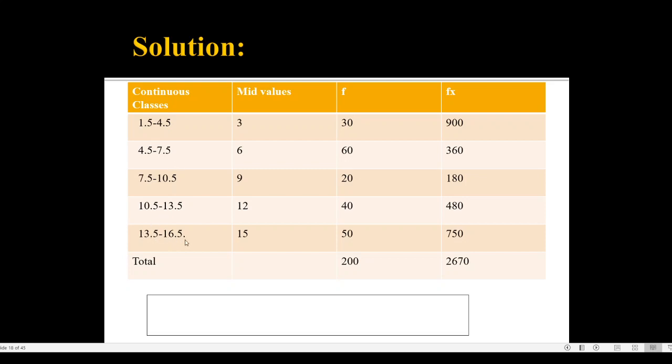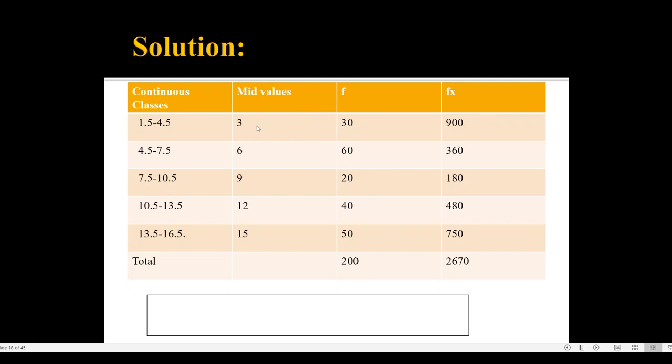13.5 to 16.5. Then its mid values are 4.5, which is upper limit, plus 1.5, which is lower limit, divided by 2. If we add these two values, 4.5 plus 1.5, we get 6, and 6 upon 2 is 3. So this 3 is our first mid value. Then second mid value, 7.5 plus 4.5 upon 2. 7.5 plus 4.5 is 12. 12 upon 2 is 6. Similarly, we can calculate all mid values. These are our values of x. Then values of x and f are given.